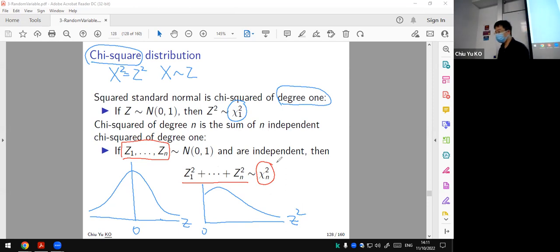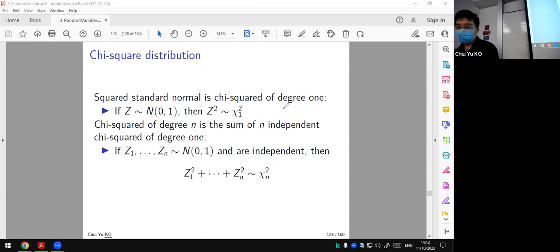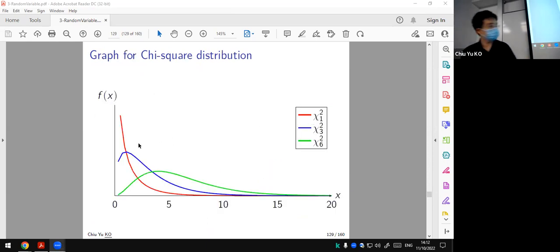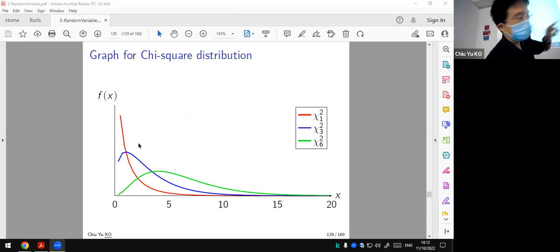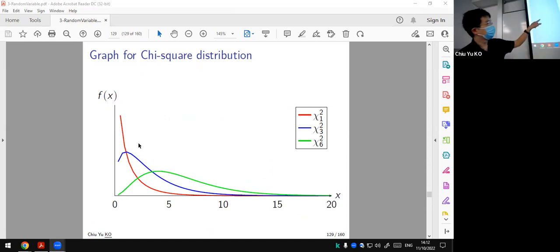You probably ask how we use it. You will use it very soon, and the usage will be clearer later. For now, the definition is that chi-square is just the standard normal squared. You don't need to worry about the density function, but this is what it looks like. One is like this, and then you add more and more. The red one is chi-square 1, blue is chi-square 3, and green is chi-square 6.